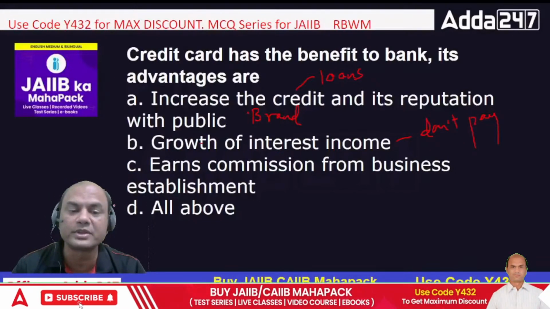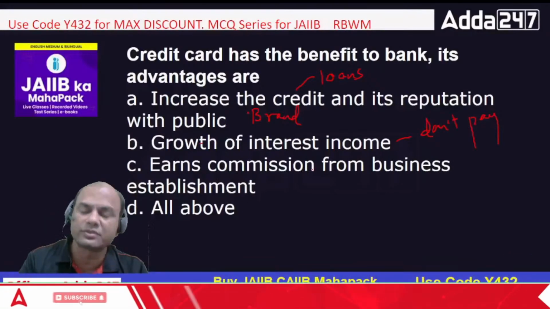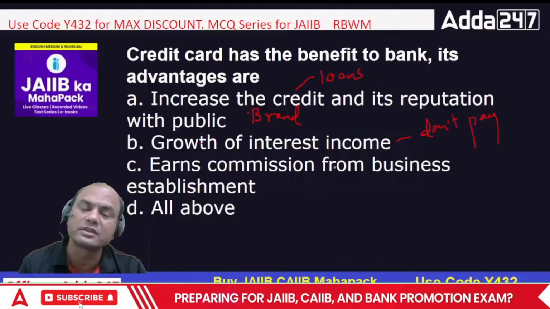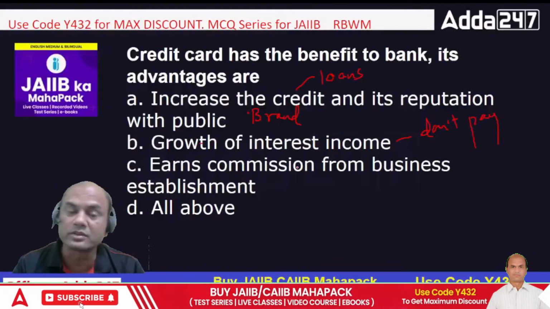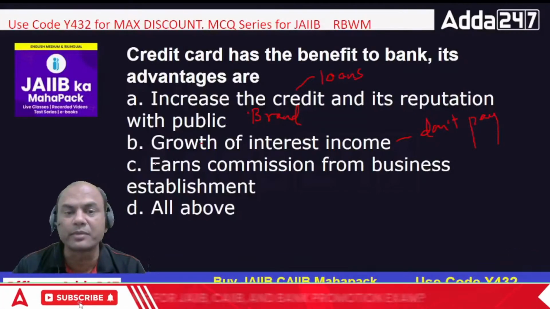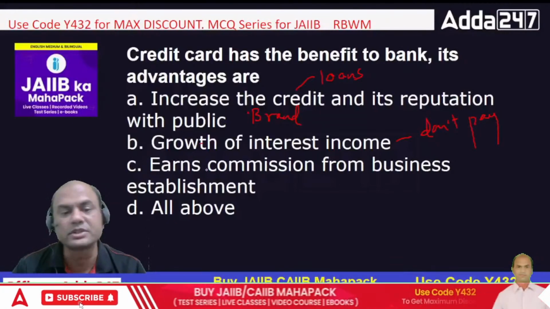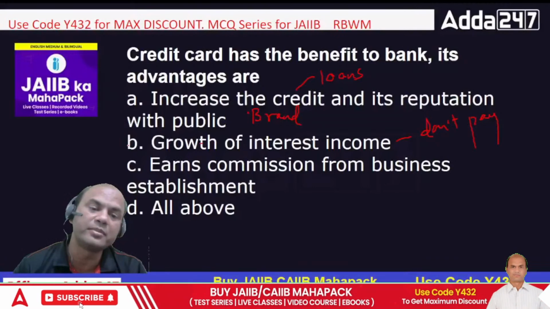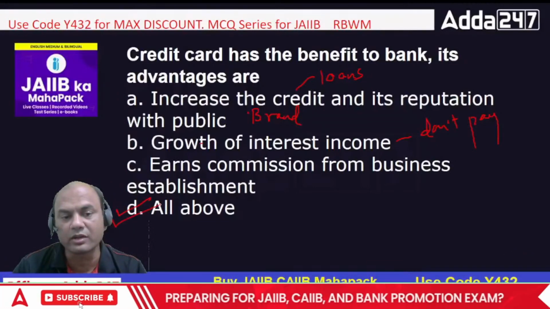Earning commission from business establishments. That is a big income source. It means the malls from which I purchase, the mall person also gives this credit card company some percentage, very less, but it still gives. After all, imagine throughout India, if somebody is collecting these minor incomes, it will become such a huge income. So the answer is what? A, B, C or D, all of the above. Correct? D, all of the above.